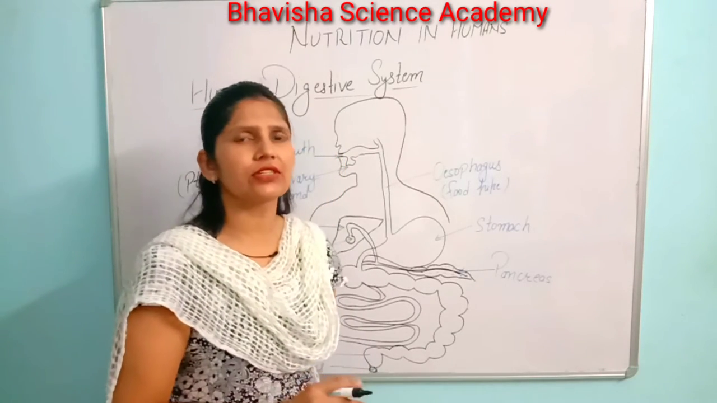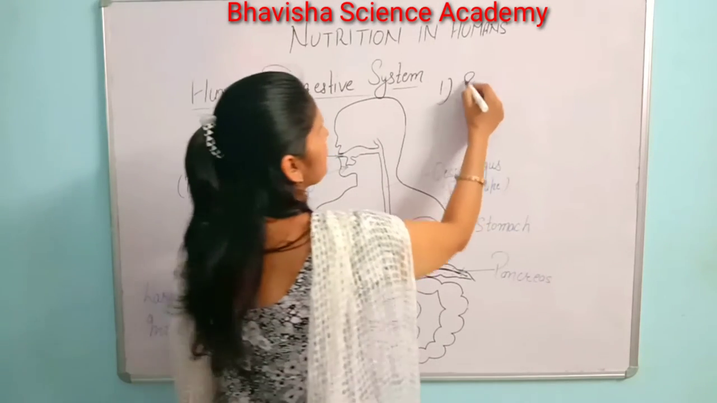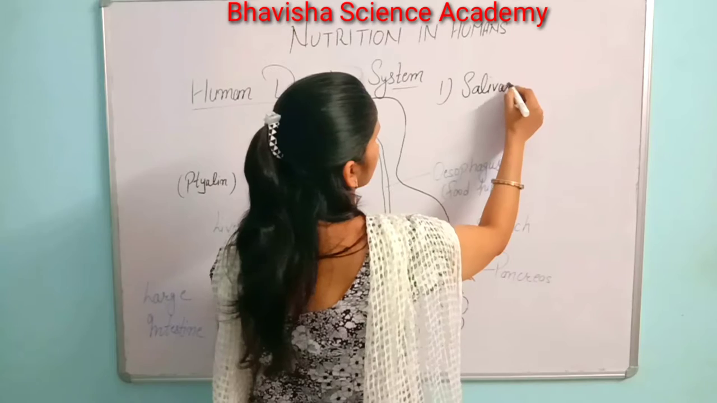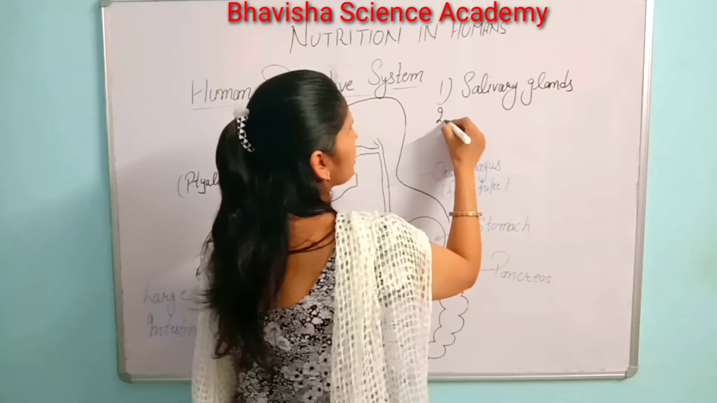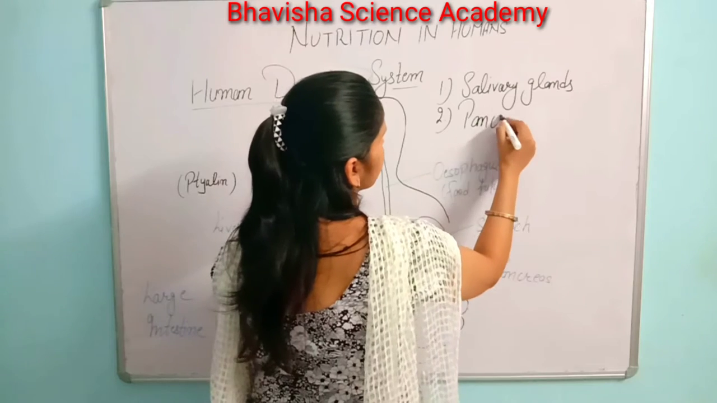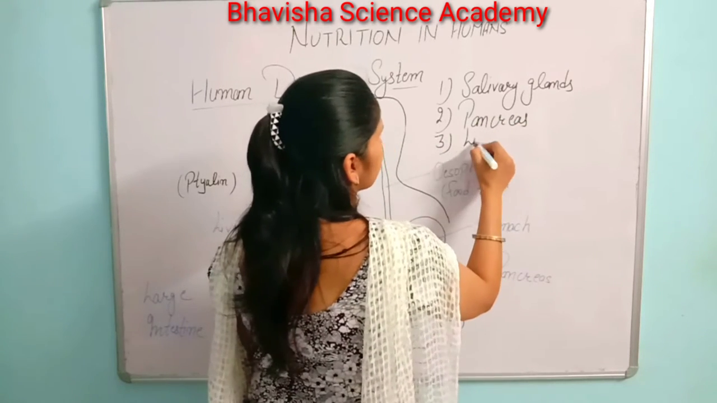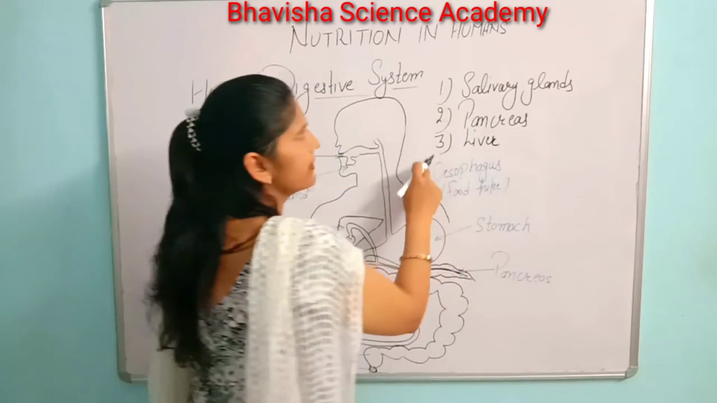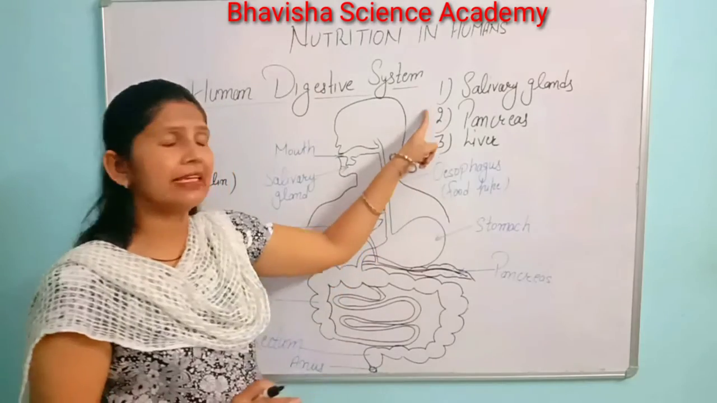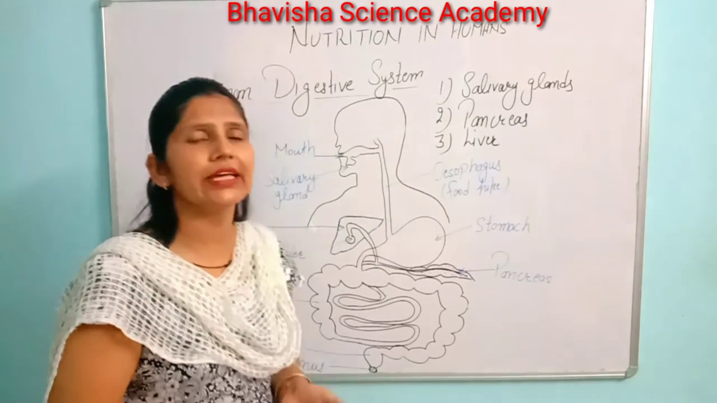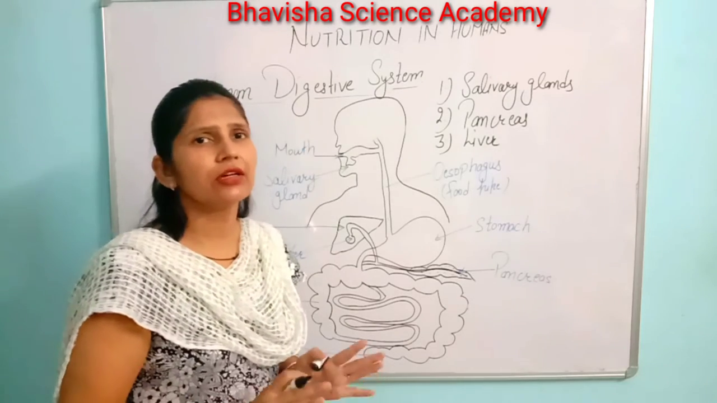In the human digestive system, there are mainly three glands. First one is the salivary glands. Second one is the pancreas. Third one is the liver. These three glands are involved in the human digestive system, and they have an important role in the digestion of food. Let's start. How is food digested in our body?